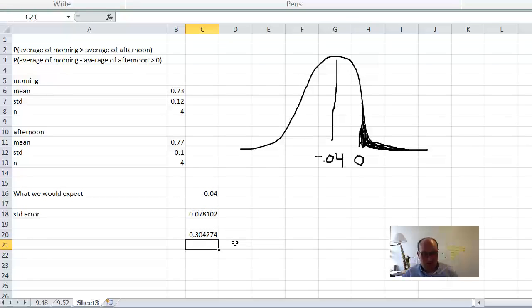0.3, so 30%. So there's a 30% chance that even though on average our morning people sort of underperform the afternoon people, if I were to randomly select 4 people, there'd be a 30% chance that they would do better anyway. So it's not like complete bizarro world that might happen.